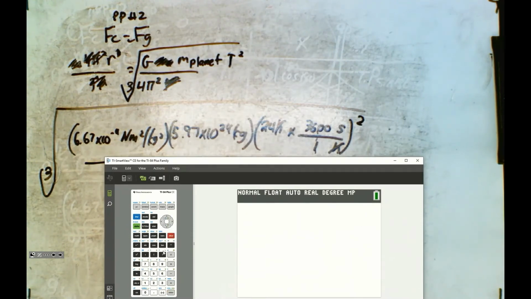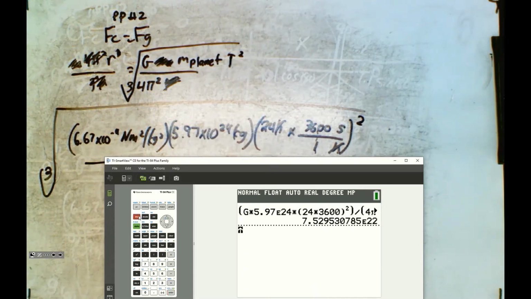So let's type this in. We can type this all in one step. So for the top, I'm going to go alpha G times 5.97 times 10 to the 24 times, and then I'm going to start a new bracket because I want to go 24 times 3600. Close my bracket, and I just want to square the stuff inside of here, so I put my square outside of that bracket and then finish off my bracket up top. And then I'm going to divide it by 4 pi squared on the bottom, and I get this.